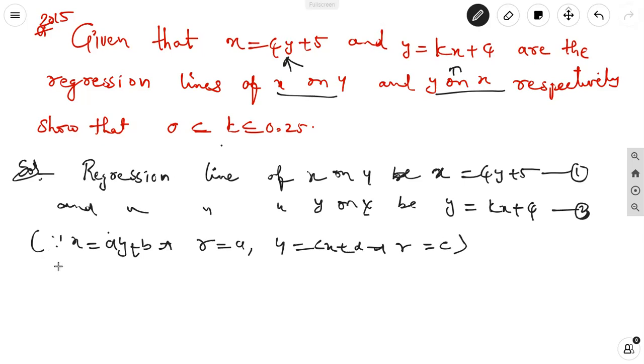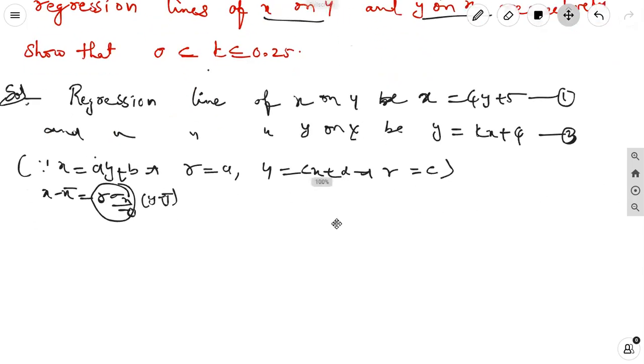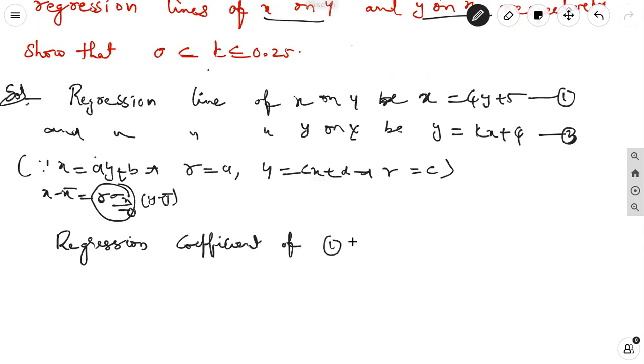Another form we can take is x − x̄ = r σx/σy (y − ȳ). Here I am simply using the line equations for the regression coefficients. For the first equation, r = 4. The regression coefficient of the second equation is r = k.